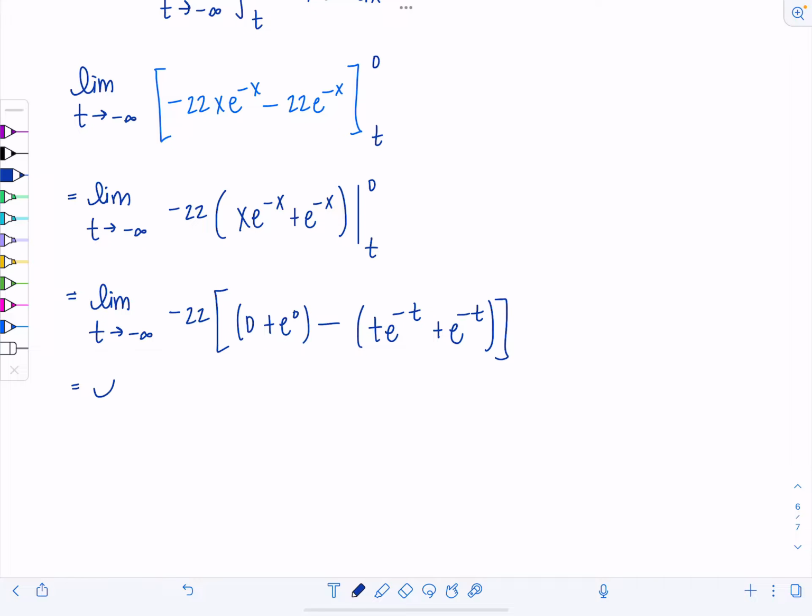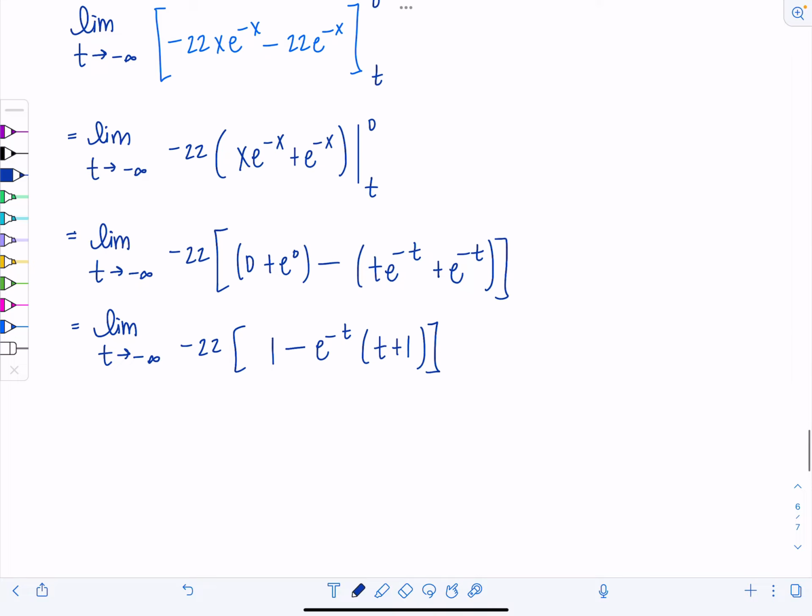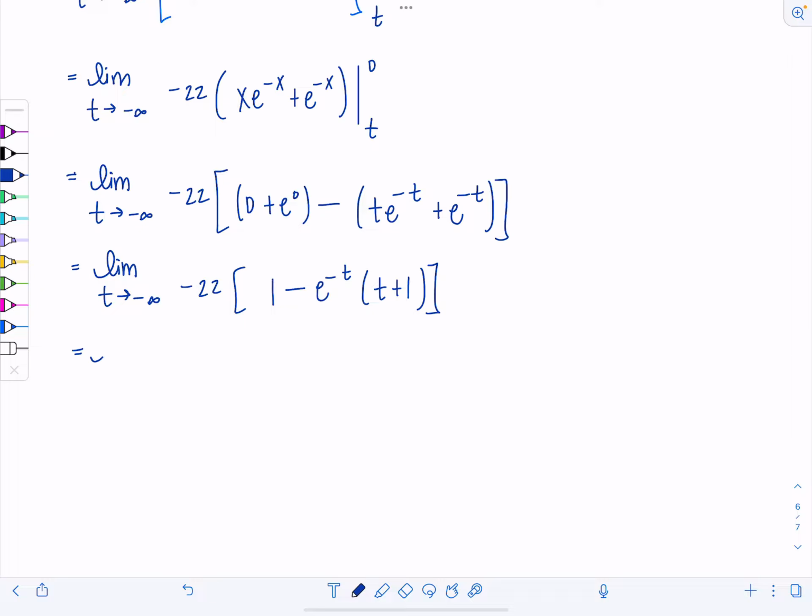Okay, cool. So this is the limit as t approaches negative infinity of negative 22 times 0 plus e to the 0, which is just 1, minus, and then let's again factor out that e to the negative t, and then I'm left with t plus 1. I can rewrite e to the negative t in the denominator. So this is the limit as t approaches negative infinity of negative 22 times, you know, I don't even need to. Watch this. We're pretty much done.